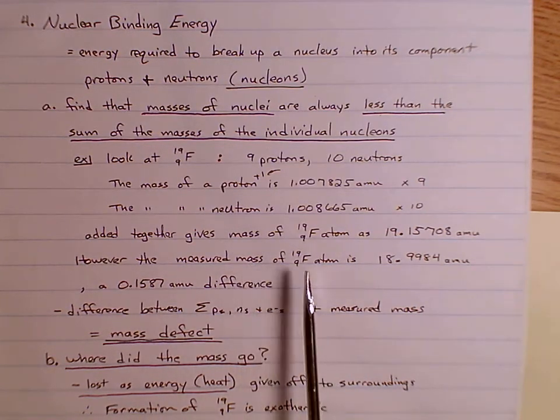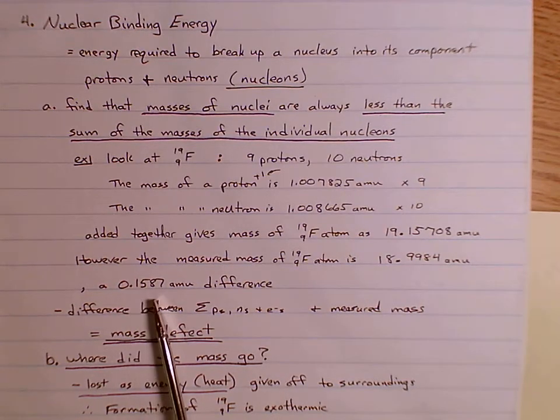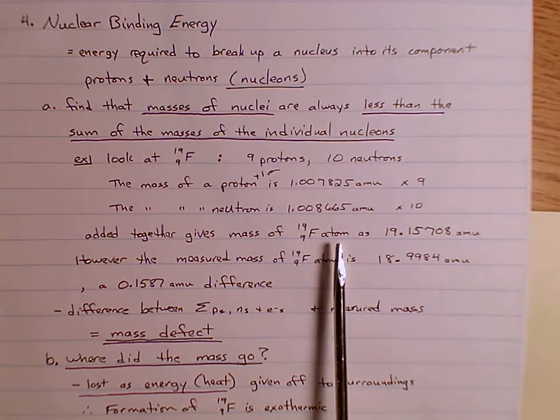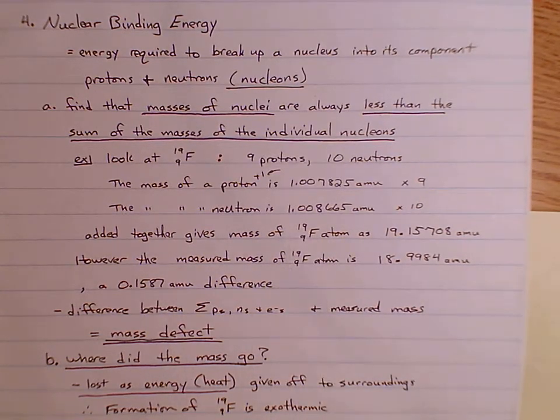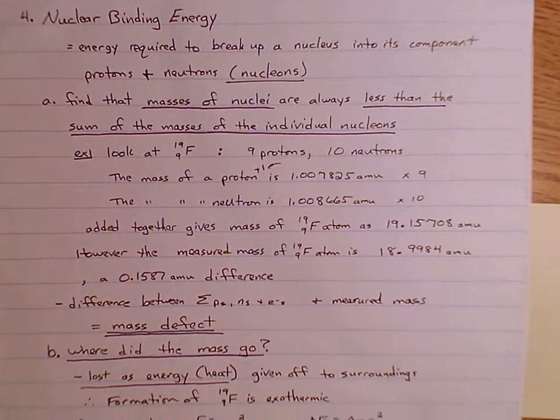The mass of the fluorine-19 nucleus is 0.16 AMU lighter than the mass you would predict by adding up the protons and the neutrons. It turns out all nuclei are a little bit lighter than they should be. This is known as the mass defect. Well, where did the mass go?